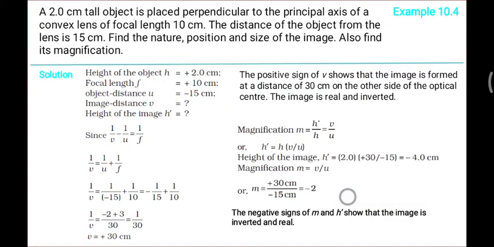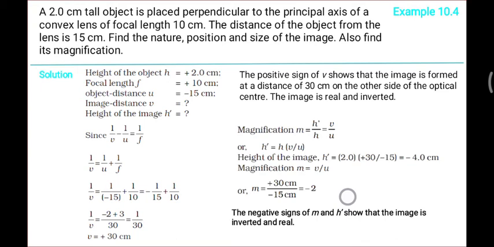So the next example is 10.4. Here a 2 centimeter tall object, so the object height h is given, is perpendicular to the principal axis at a convex lens. So we have a convex lens instead of concave, whose focal length is 10 centimeter. A convex lens always has positive focal length. So the first task is done.